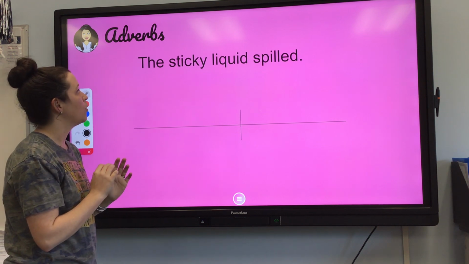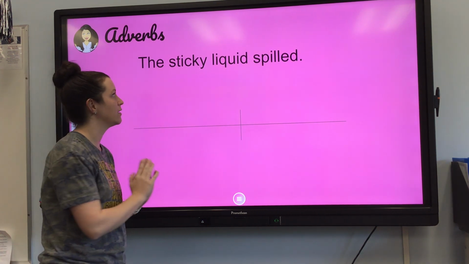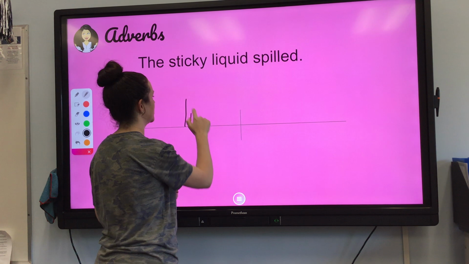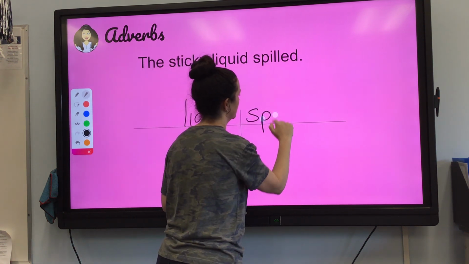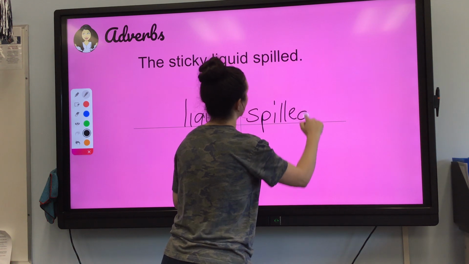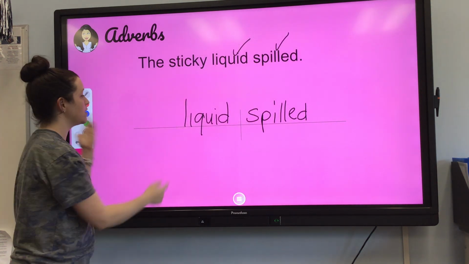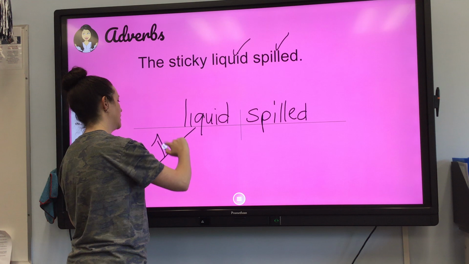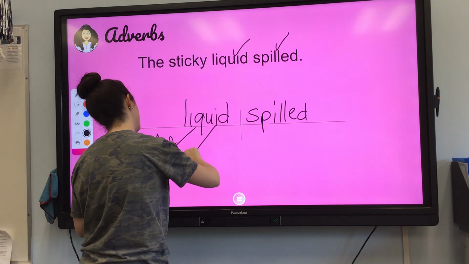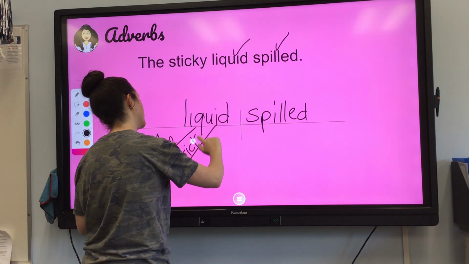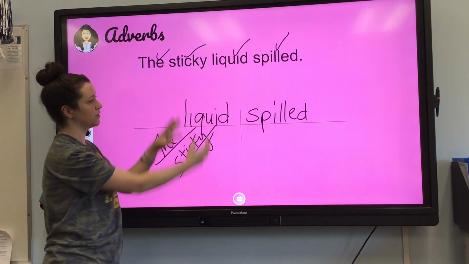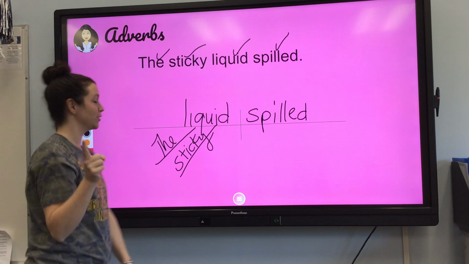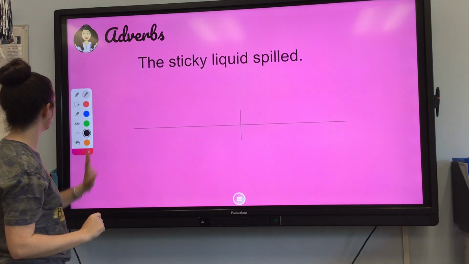So, who or what is this sentence about? It's about liquid. So, simple subject is liquid. Simple predicate is spilled. All right. Now, we got the and sticky. Well, the is an article adjective. And then sticky is describing liquid. What kind of liquid is it? It's sticky liquid. So words that are describing go underneath the words they're describing. I'm sure you got that right. On to the next one.